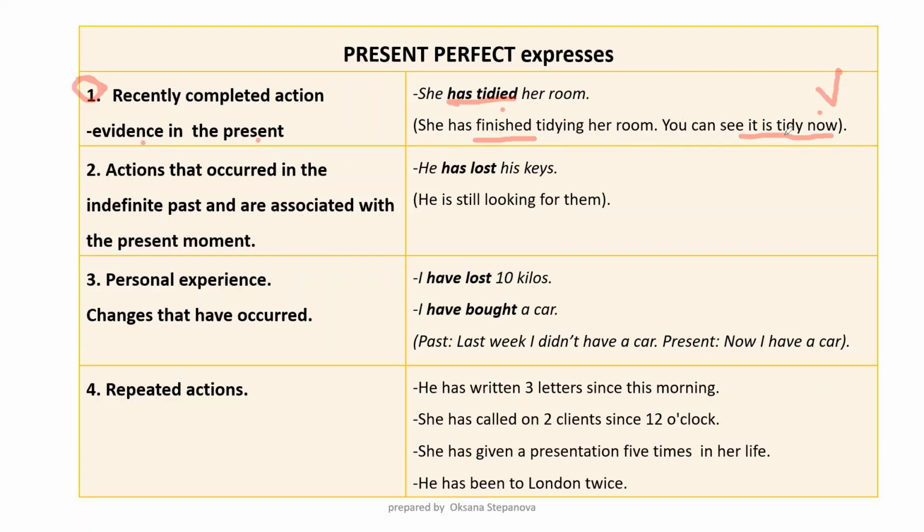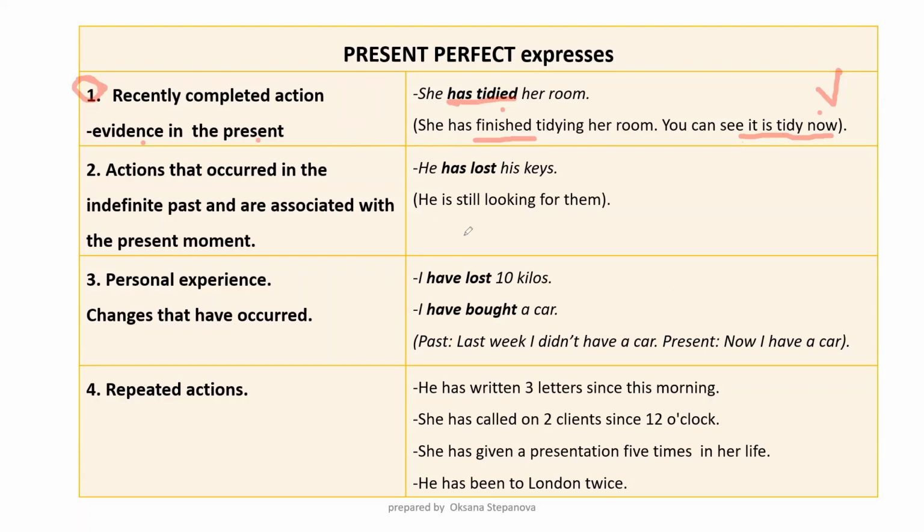So this number one is the first and most common explanation of present perfect tense, and when and how we use it. That action happened in the past, and we have the evidence, we have the result now.